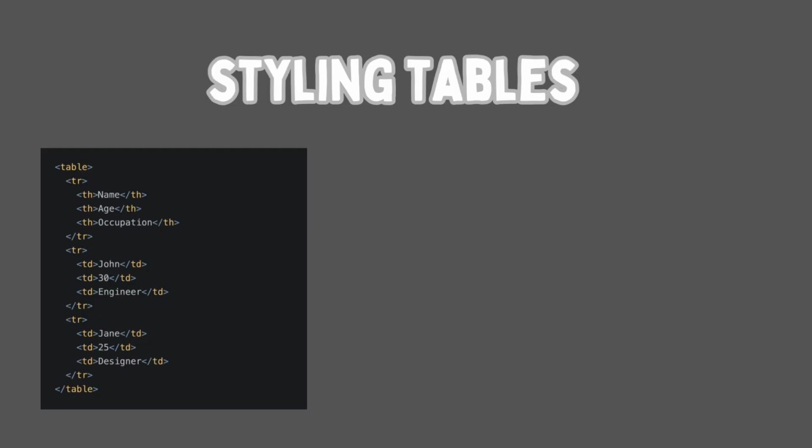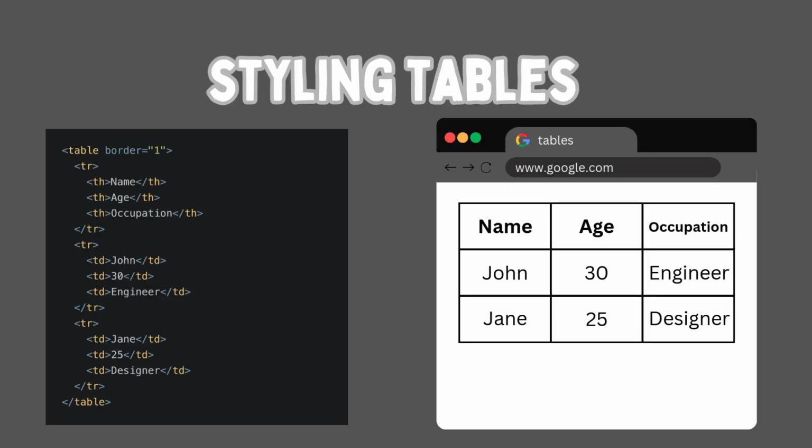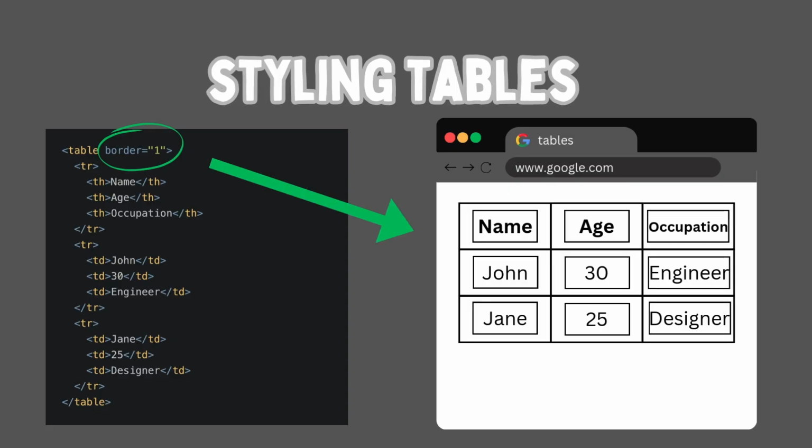By default, tables aren't styled and may look plain. You can add borders, background colors, or text alignment to make them look better. We'll cover CSS in another lesson, but here's a quick example of adding a border. The border equals 1 attribute adds a basic border around each cell. For more customization like colors and padding, you'll use CSS, which we'll cover later.